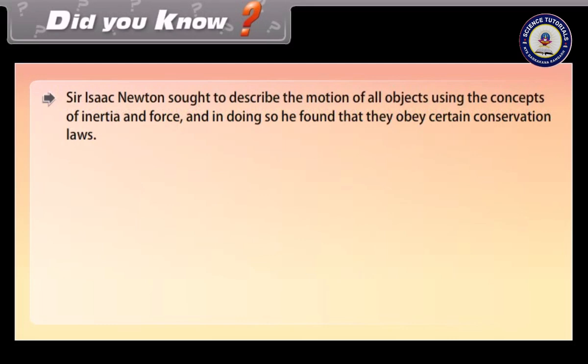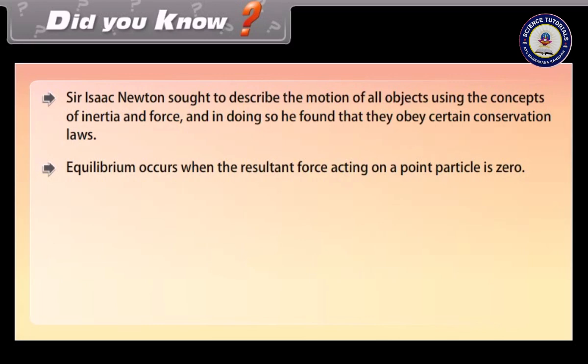Did you know Sir Isaac Newton sought to describe the motion of all objects using the concepts of inertia and force, and in doing so, he found that they obey certain conservation laws. Equilibrium occurs when the resultant force acting on a point particle is zero.